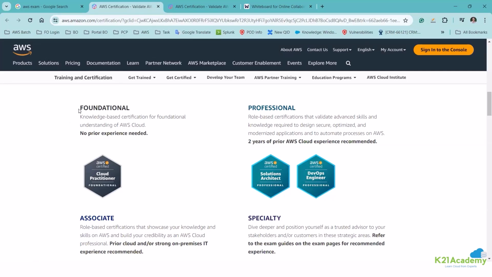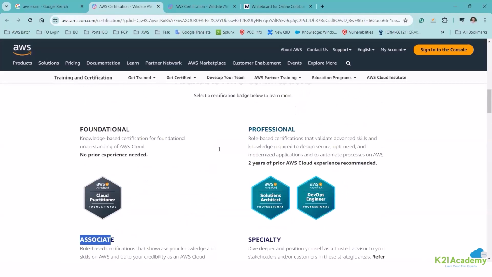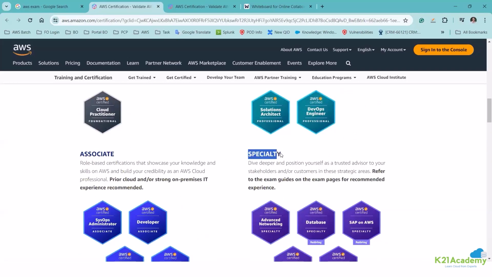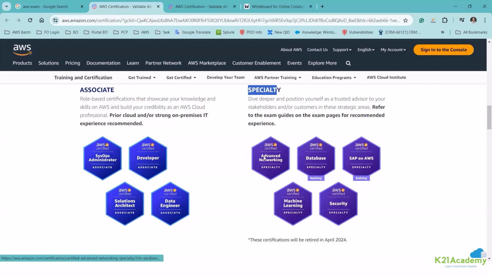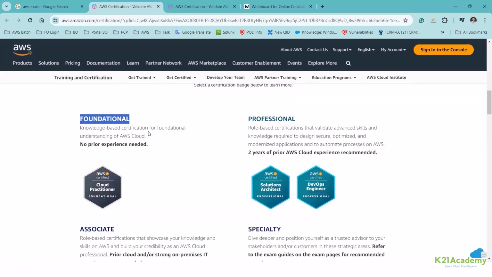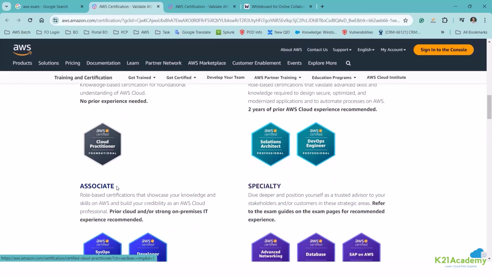So first, AWS has 4 categories. First is foundational. Second one is associate. Third one is professional. And fourth one is specialty. So these are the 4 categories which AWS offers. Now the first one is foundational, and the certification name is Cloud Practitioner Foundational.